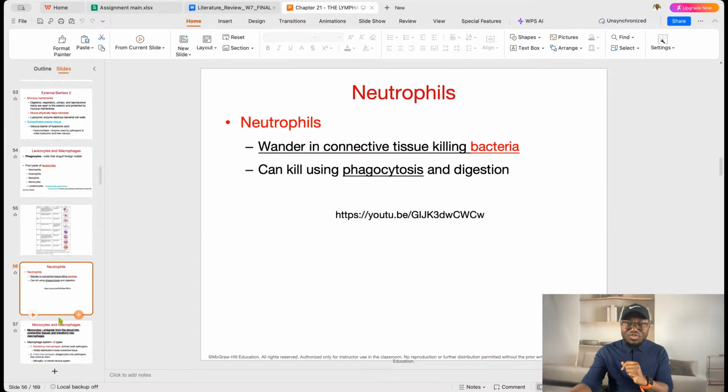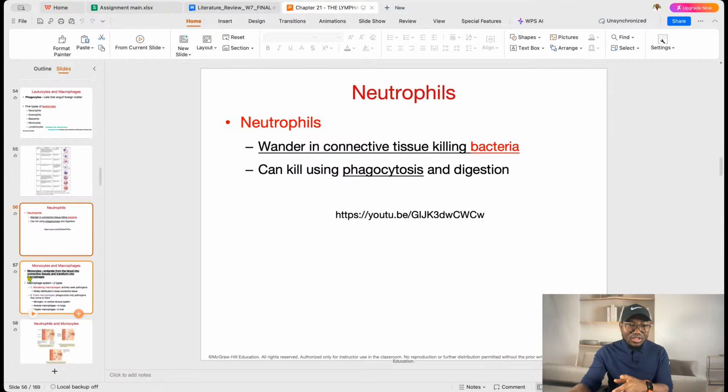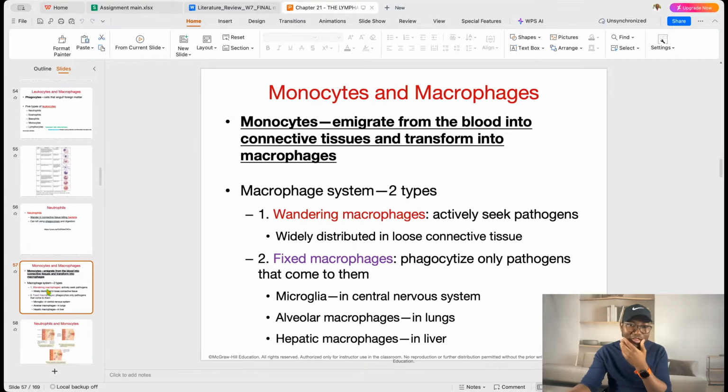Then these are neutrophils. They're the ones that kill bacteria. You understand? Using phagocytosis. These are macrophages. And you have to remember that macrophages came from monocytes. Monocytes are a type of white blood cell. All right? So macrophages came from monocytes. You understand? They have two types of macrophages, the wandering and the fixed.